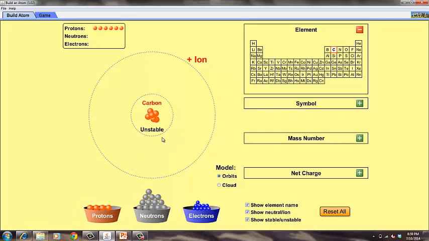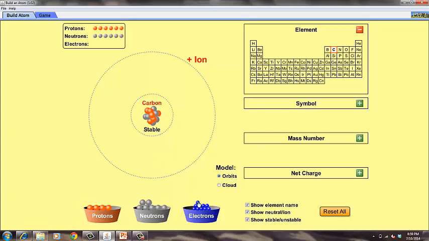This right now is very unstable. Let's add some neutrons to balance it off. We're going to give it 6 neutrons, because an atomic mass of 12.001 rounds down to 12. 12 minus 6 is 6, and this gives us what's called carbon-12, the most common carbon isotope. And you notice once I added that last one, it's now stable.